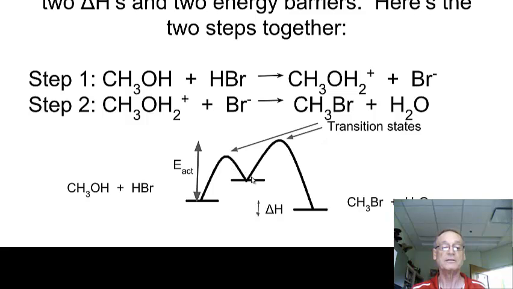So there's that first hill you have to go over to get to the intermediate. Then the second hill you have to go over to get to the final product. Turns out in this case the second hill is higher than the first hill. It's not always going to be true. Sometimes the first hill is higher. In this case the second one is higher.